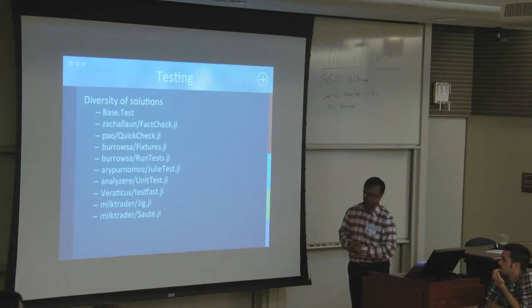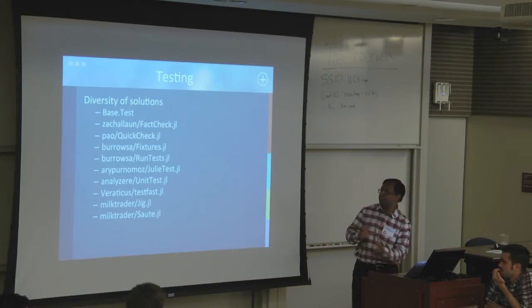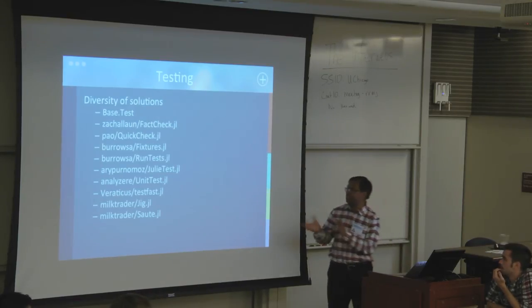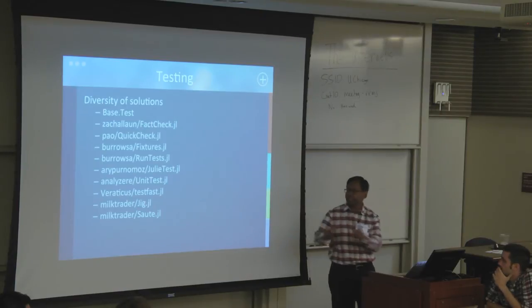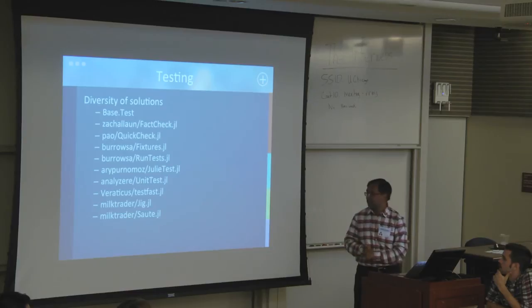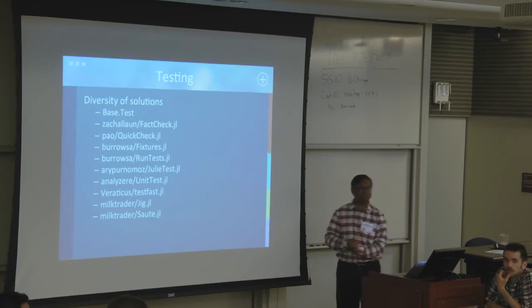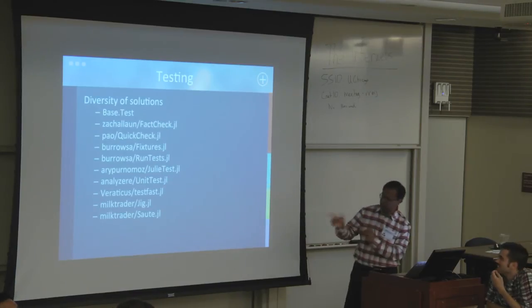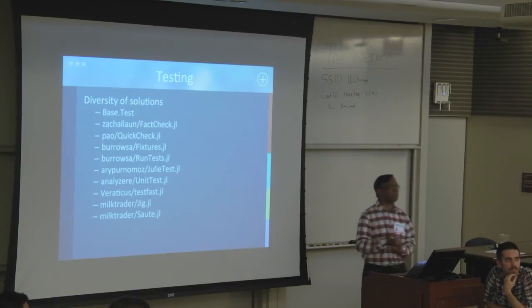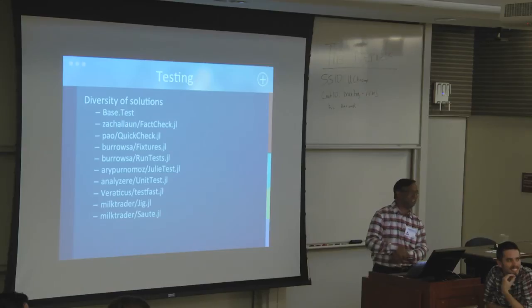Some of them are. So QuickCheck is a slightly different take. Fixtures is something that builds on run test to create data fixtures. I think the last few ones are not in metadata yet. Yeah, I abandoned my projects. I use FactCheck. From my observations, FactCheck is the most popular one. I've seen it across the most packages, and I've looked at a lot of packages.